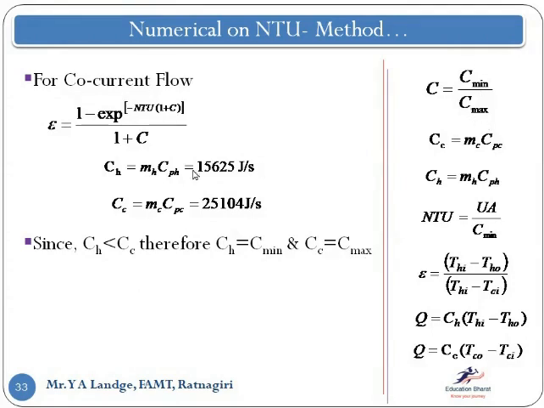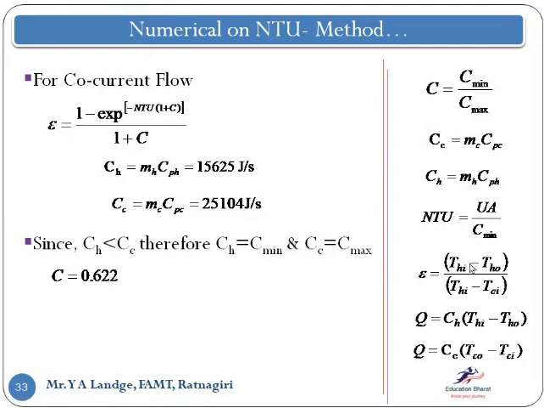When you take C minimum by C maximum, it gives the value of C. So first, calculate the value of C. We take the ratio of C minimum by C maximum: put the value of C minimum from here, and the C suffix C value as C maximum from here. You get the answer: C is equal to around 0.622.